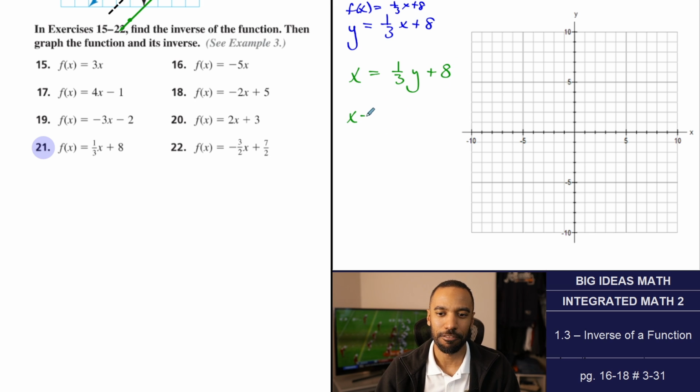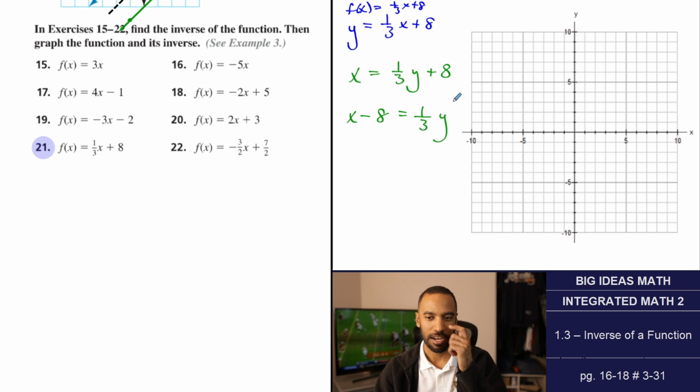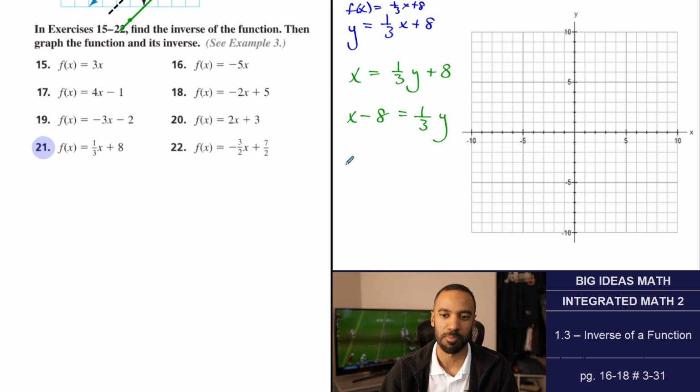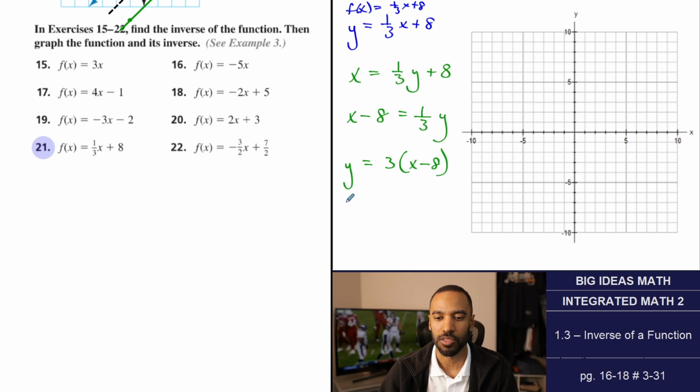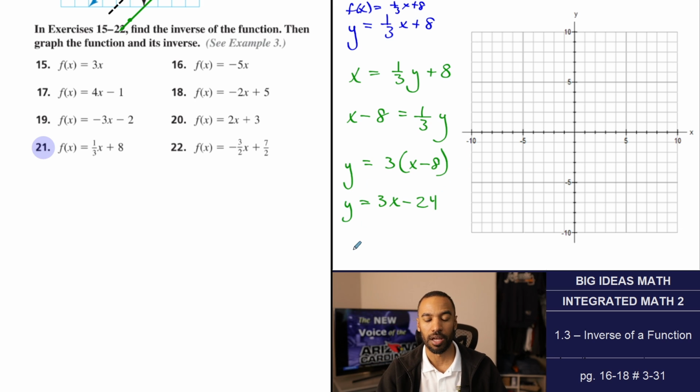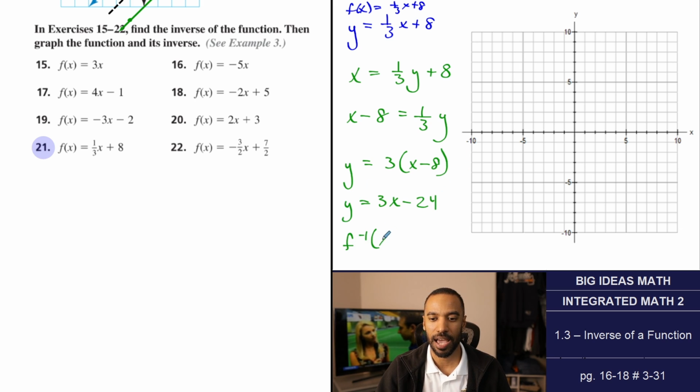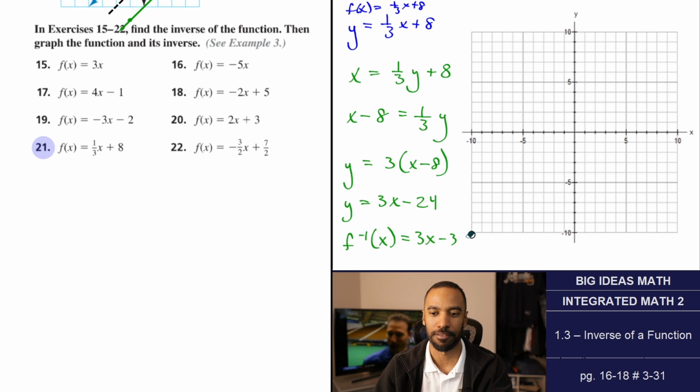Okay, subtract 8 from both sides. And y is being divided by 3, right? So let's multiply both sides by 3. So this will be 3 times the quantity x minus 8. If you distribute the 3 in slope-intercept form, we get 3x minus 24. This is a great example of there are times where fractions might be cumbersome, like 1/2 and 3/5 and whatever, but they're doable.